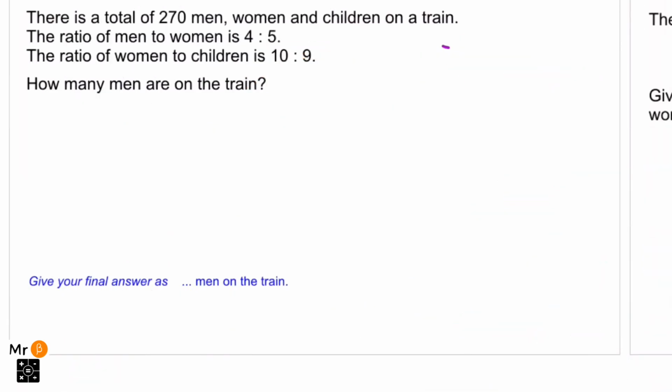In question 7, it tells you that there is a total of 270 men, women and children on a train. It's told you the ratio of men to women is 4 to 5, and then it's told you the ratio of women to children is 10 to 9. So again we have 2 separate ratios which we need to combine together. You've got to do exactly the same steps as before and make sure that your ratios in the middle match.